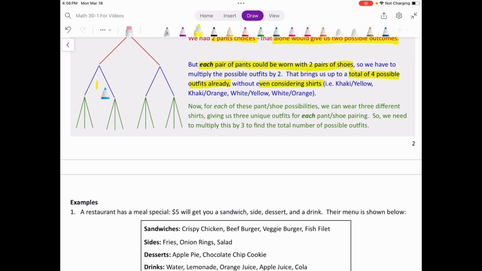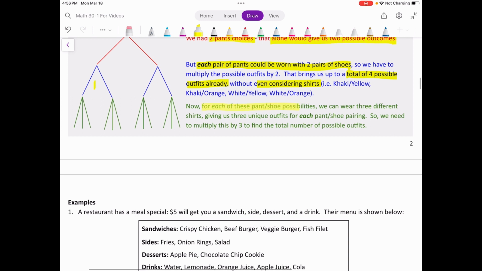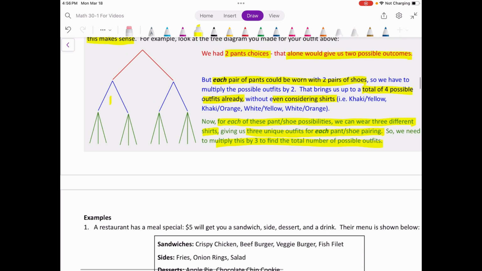And then for those 4 possible outcomes, we need to multiply by 3, because for each of them, there are 3 ways to finish it off with a shirt, right? For each of those pants shoe possibilities, we can wear 3 different shirts, giving us 3 unique outfits for each pant shoe pairing. So we need to multiply our 4 by 3 to find the total number of possible outfits.